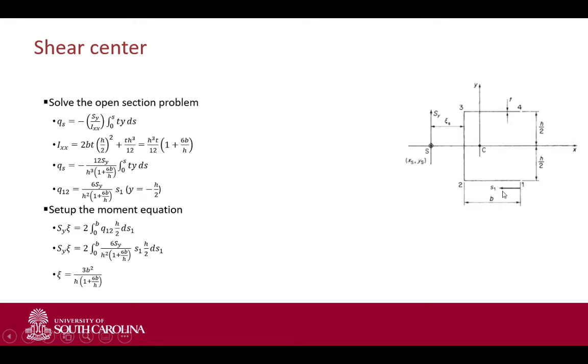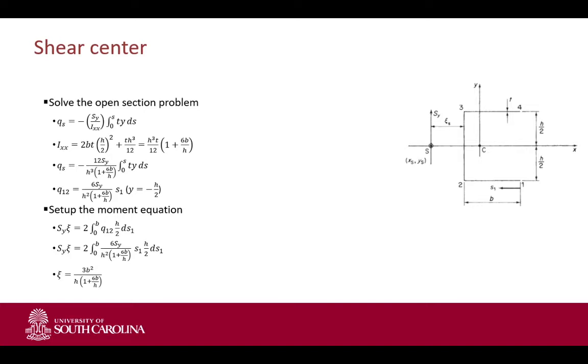Shear flow, again, keep that in mind, is basically the shear force per unit length. In order to get from shear flow to shear force, we have to multiply at each location by the corresponding ds, or the segment length. So in this case, what we do over a segment is we just take the integral.